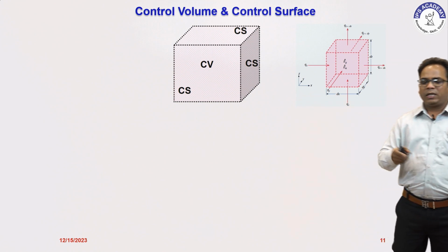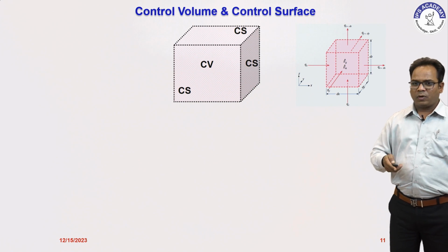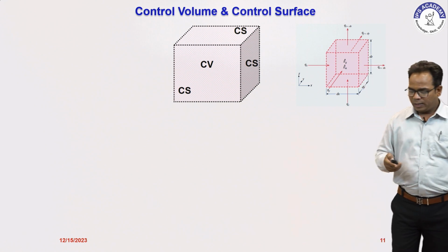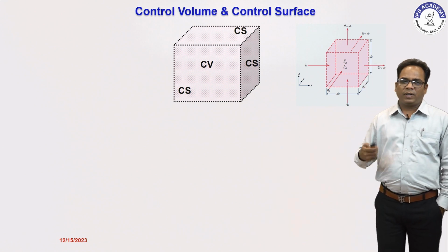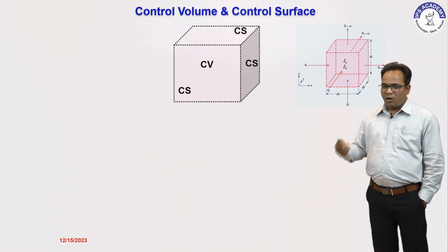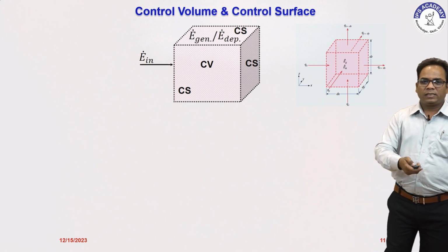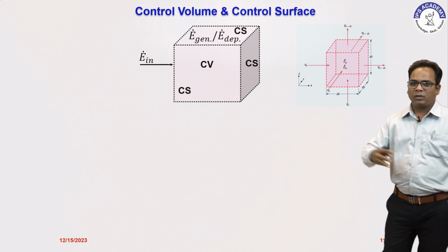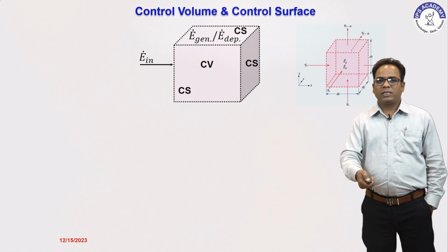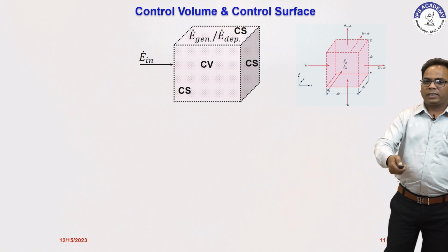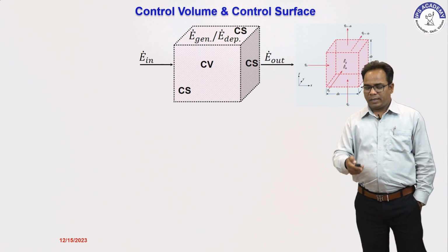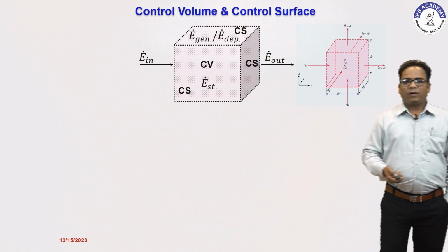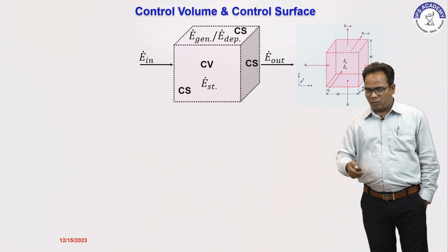CS represents the control surface, and CV represents the control volume, and the heat flows across the control volume. If we apply the first law of thermodynamics, the law of conservation of energy, let's consider this is the amount of energy which enters the control volume, this is the energy generation, this is the energy depletion, and this is the amount of energy which comes out of the control volume. And this is the amount of energy which is stored inside the control volume.